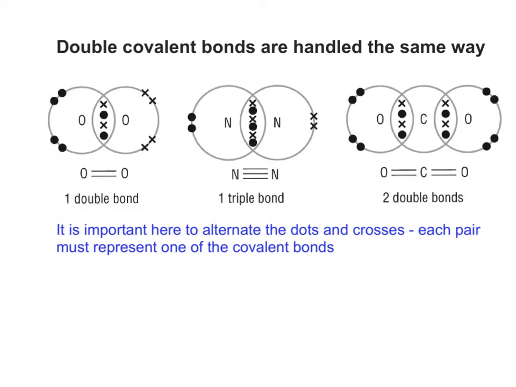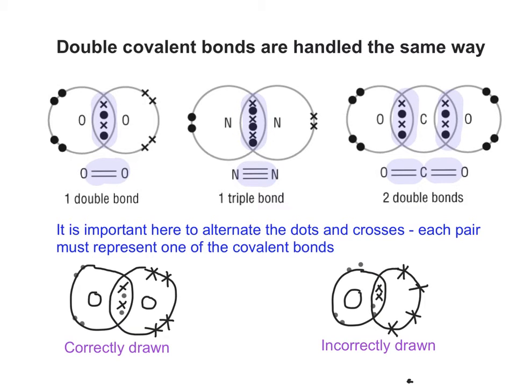So with double and triple bonds, they're handled the same way, but it's really important that the dots and crosses are alternated, as I've just highlighted, because each pair must represent one of the covalent bonds, which are also drawn in this illustration as the straight lines between atoms.